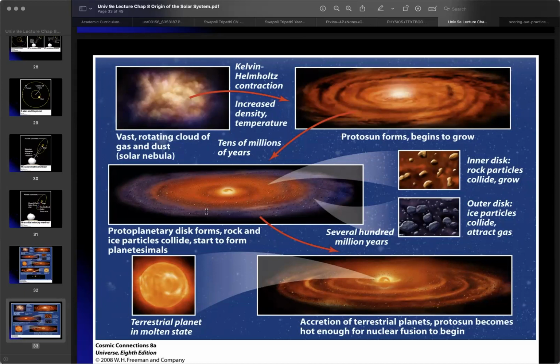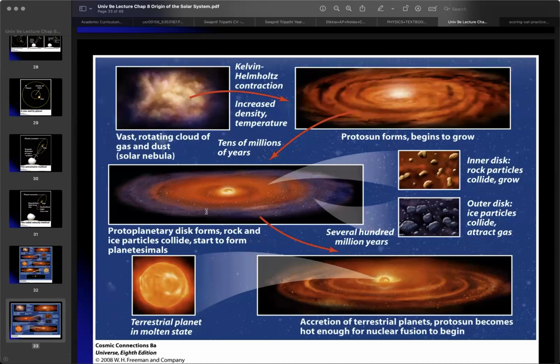In the inner disk, rock particles collide and grow. In the outer disk, ice particles collide and they attract gas. This is the difference between how terrestrial planets formed and how Jovian planets formed. This keeps happening for several hundred million years.